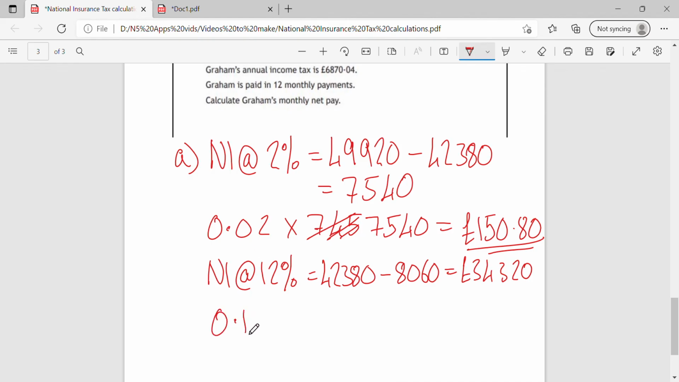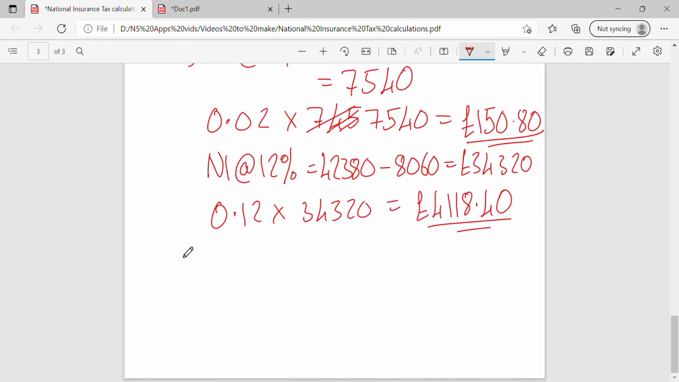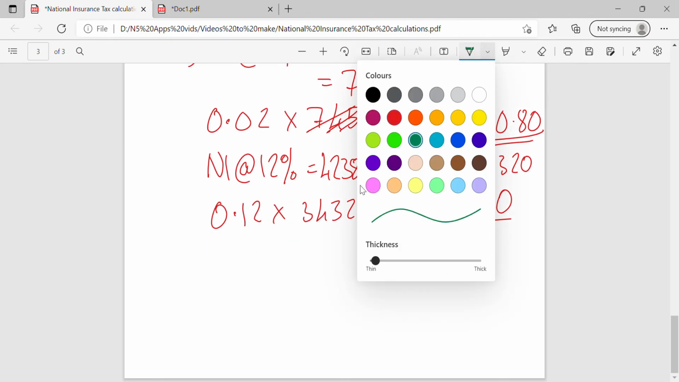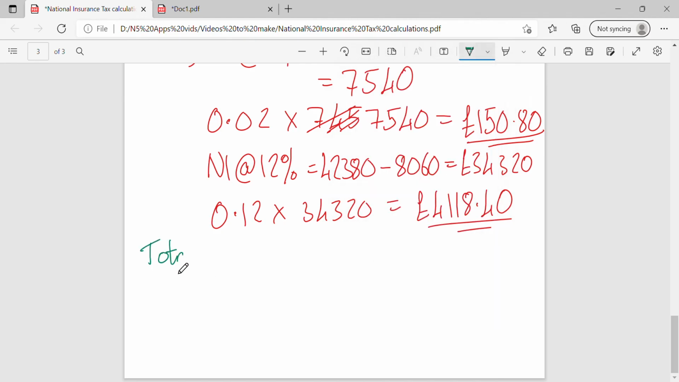So we work out 12% by multiplying by 0.12, which is £4,118.40. And then we need to add these two answers together to work out the total. I'm just going to change colour, just so we've got something different. So the total is this number and this number added together. So I'm adding on £150.80.